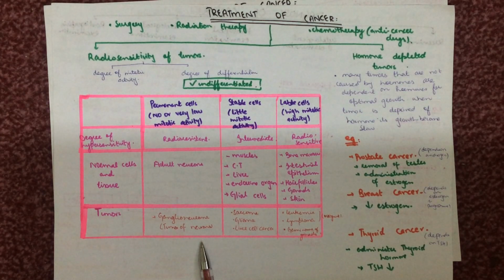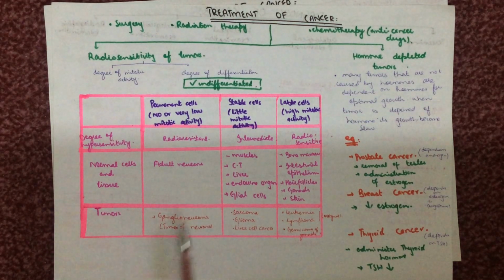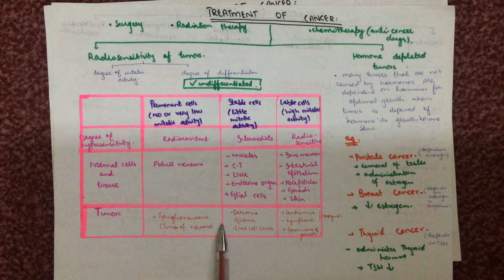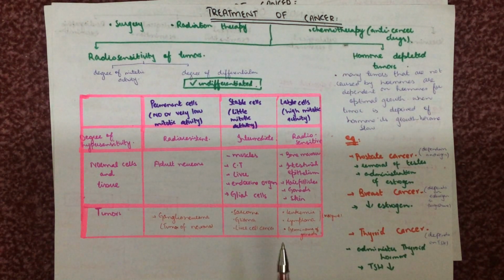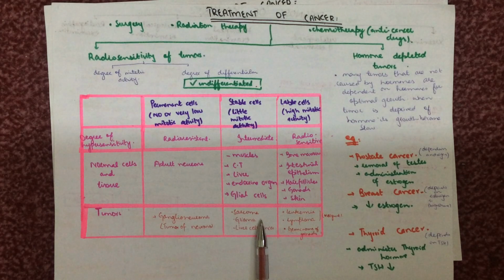therapy or radiation therapy. So person if is having the, for example, normal cells and tissue adult neurons, if he is having the tumor of ganglion neurons, that is tumor of neurons, so radiotherapy will not show any result. Another patient, if he is having the tumor, for example, sarcoma, glioma, liver cancer, that is muscle, connective tissue, liver, endocrine organs or glial cell tumor, that patient will show intermediate response towards the radiotherapy. Why? Because in these cells, they are stable cells, so they have the little mitotic activity.